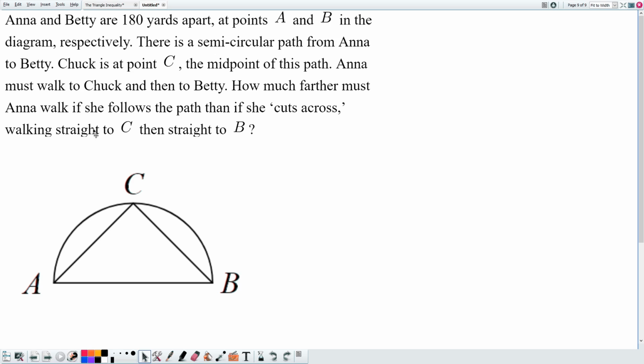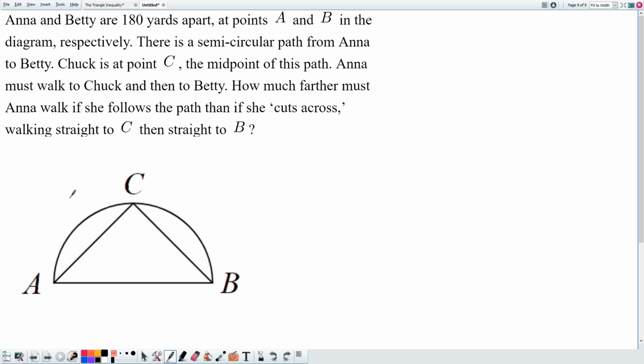How much farther must Anna walk if she follows the path than if she cuts across walking straight to C then straight to B? So what this is saying is show how much longer it would take to do this circular path all the way around than it would take to just cut straight to Chuck and then straight to Betty. How much longer is the circular path?